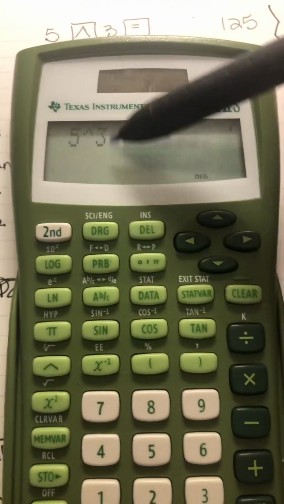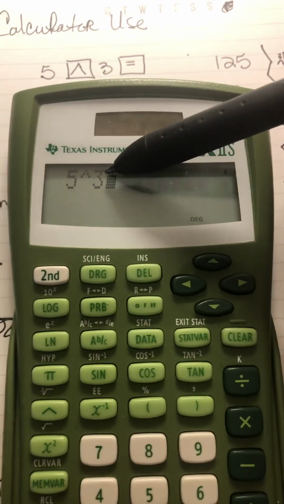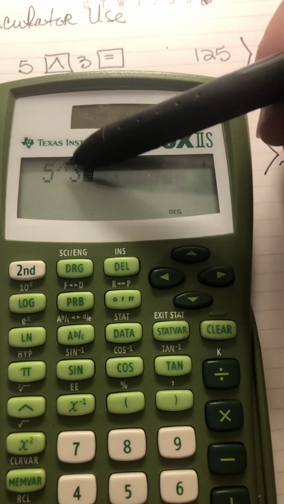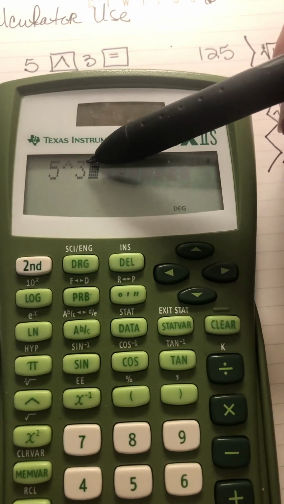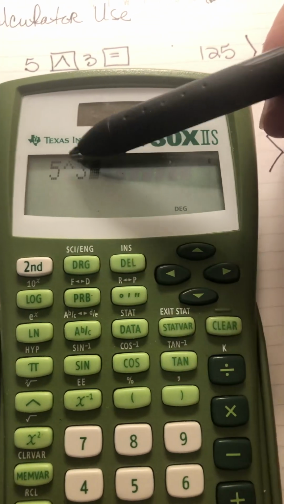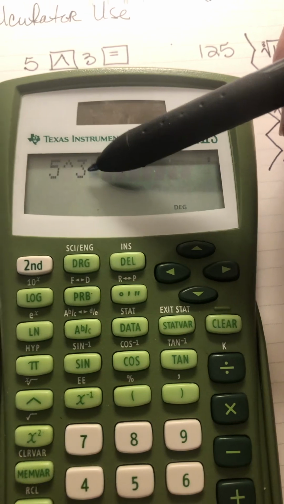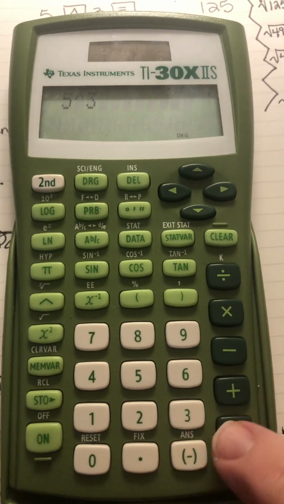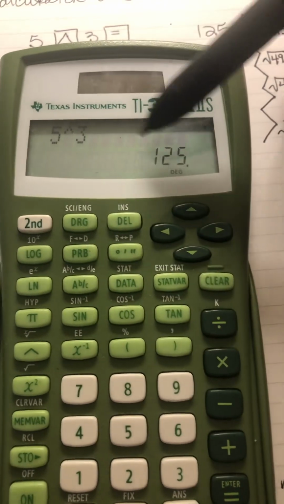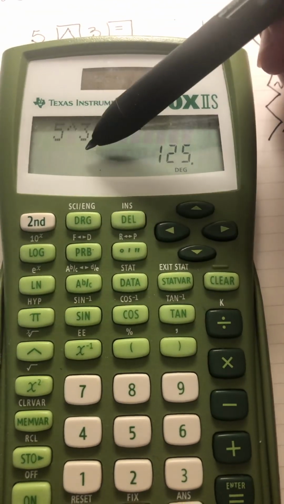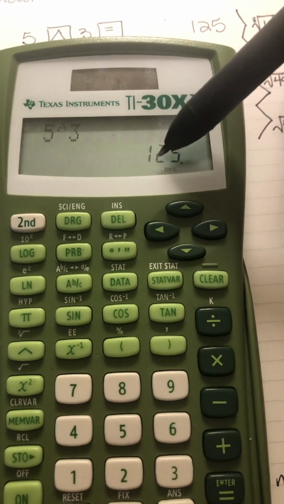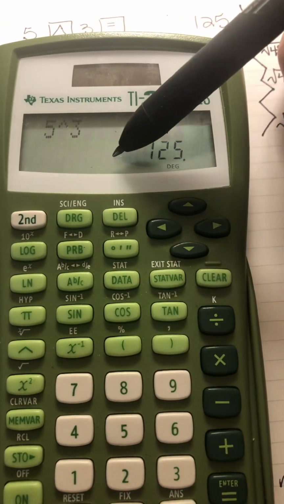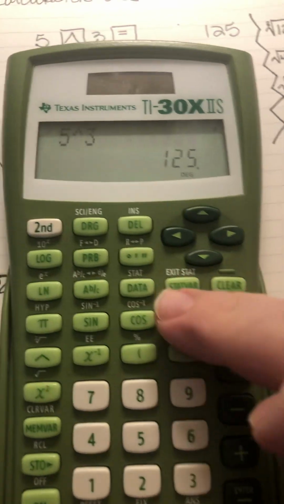Now it didn't write it up high on this screen, but because it has this arrow here, it's telling us that this number would be written up high if it was written by hand. So 5 to the 3rd power, and then we hit equals to find the answer. And there it is, just like we said before. 5 times 5 times 5 is 125, because 5 times 5 is 25, and 25 times 5 is 125.